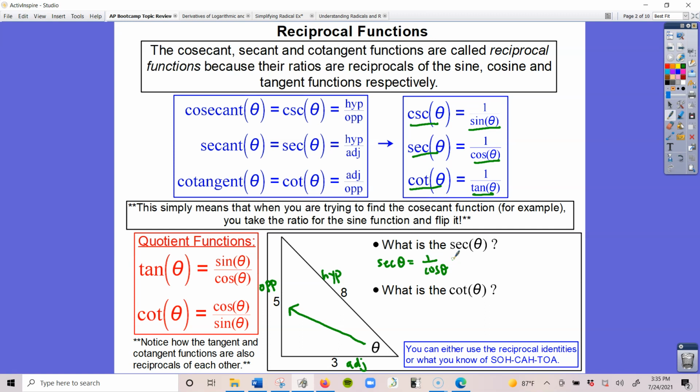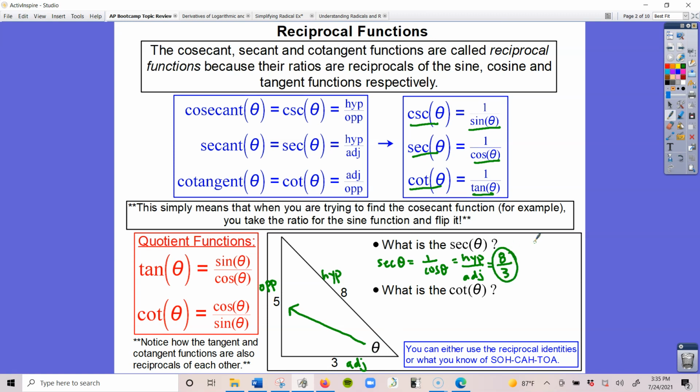So you can think about this as, okay, cosine is adjacent over hypotenuse. So the reciprocal would be the hypotenuse over the adjacent. Or you can find the cosine and then flip that fraction. Either way, you would get the same answer. So the secant of theta is going to be the hypotenuse, which is 8, over the adjacent, which is 3.